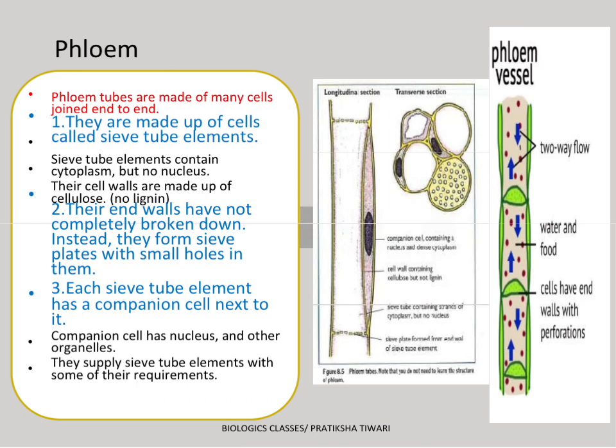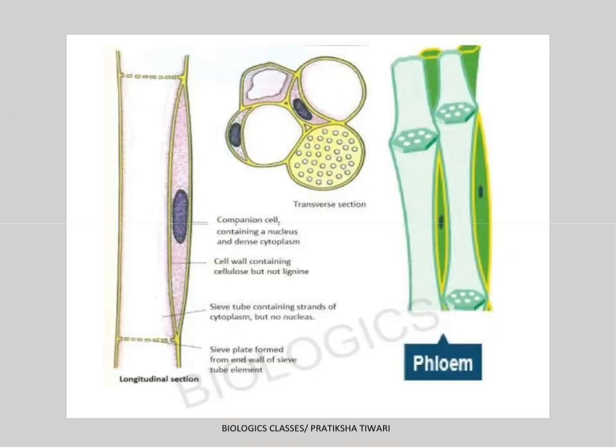They are made up of cells called sieve tube elements. Sieve tube elements contain cytoplasm but no nucleus. Their cell walls are made up of cellulose, with no lignin. Their end walls have not completely broken down. Instead they form sieve plates with small holes in them. Each sieve tube element has a companion cell next to it. The companion cell has a nucleus and other organelles. They supply sieve tube elements with some of their requirements.